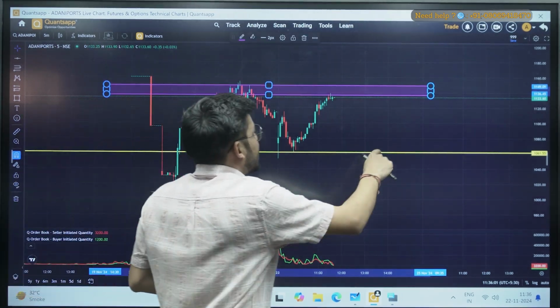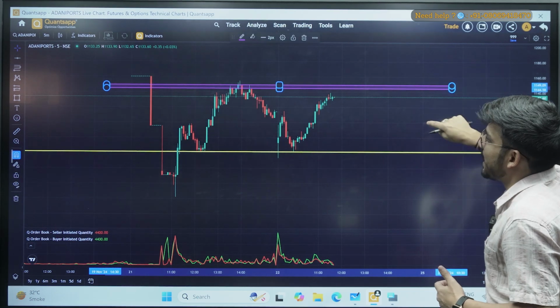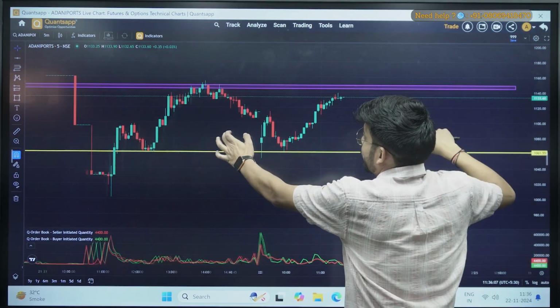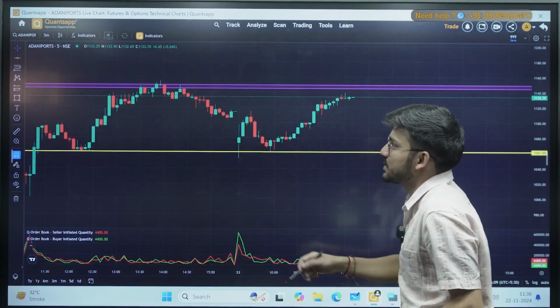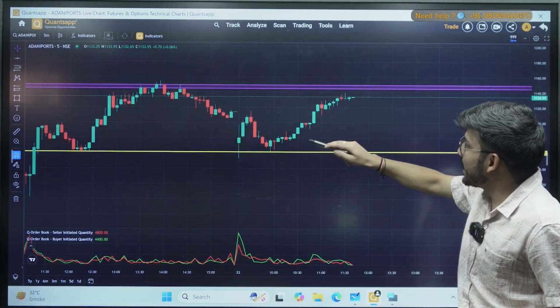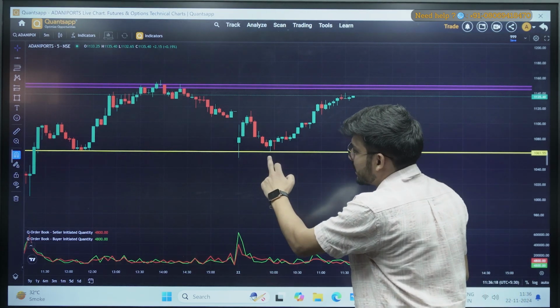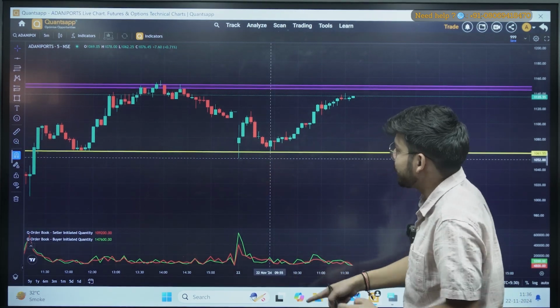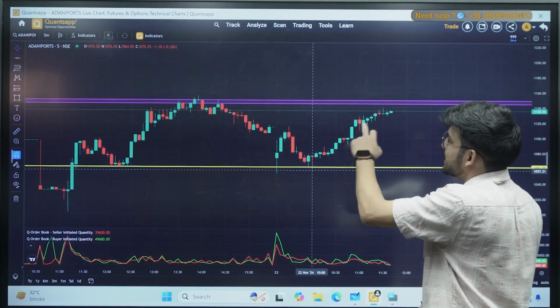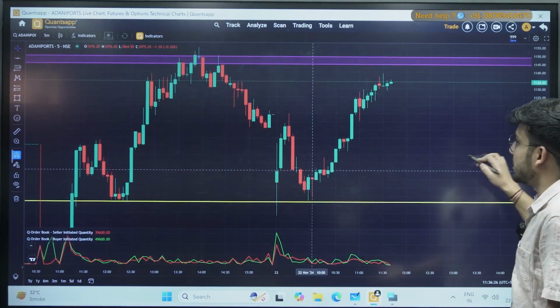So this was the resistance zone, or you can say the supply zone as well. This is the resistance zone where my market was facing rejection before, and from there a good downward movement started, right? Now again my market is reaching that level. So the traders who bought this stock at 9:55 can book their profit at this resistance as well, because there is a very decent move in this stock, right?